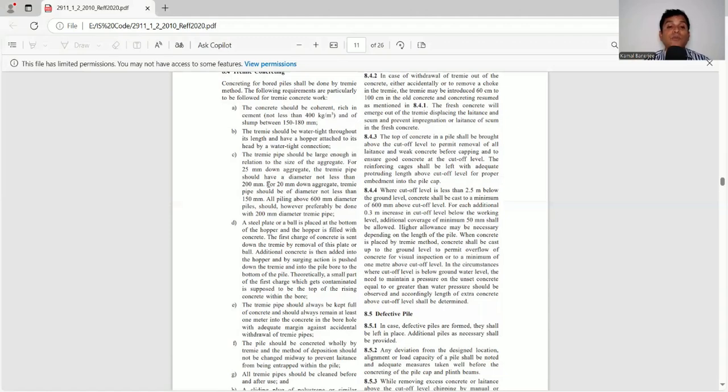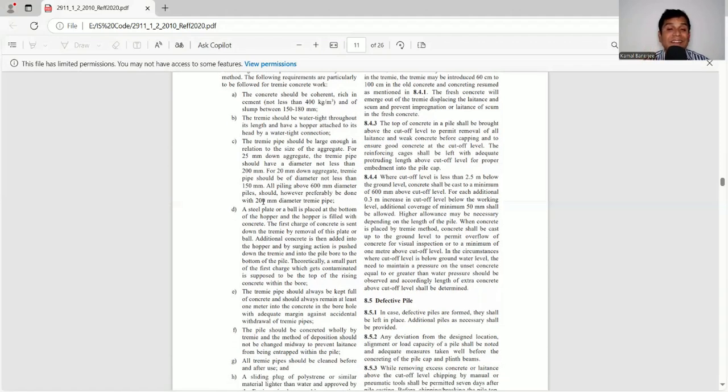For 10 mm down aggregate, tremie pipe should have a diameter not less than 150 mm. All piling above 600 mm diameter should, however, preferably be done with 200 mm. So there are three criteria mentioned. If the maximum aggregate is 20 mm, then it should be 200. If the maximum aggregate is 10 mm down, it should be 150 mm. But if the diameter of the pile is 600 and more, then it should be 200 mm.